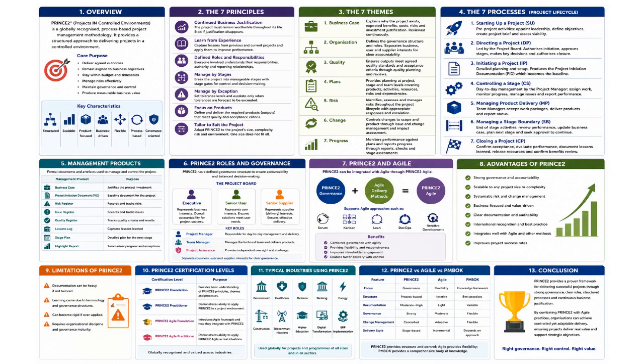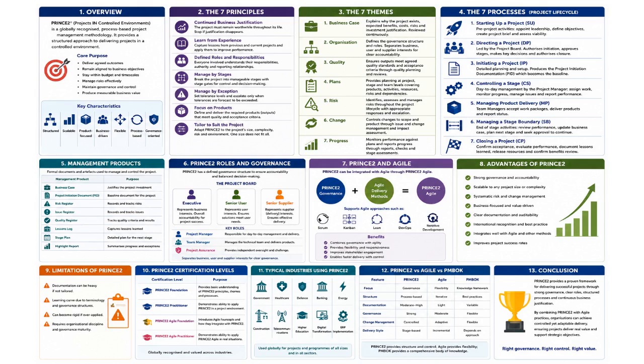Alongside the principles are the 7 themes, which represent the ongoing areas of project management that must be continuously monitored and controlled throughout the project lifecycle. These themes include the business case, organization, quality, plans, risk, change, and progress. Together, they provide the governance structure that ensures the project remains viable, controlled, and aligned with strategic objectives.